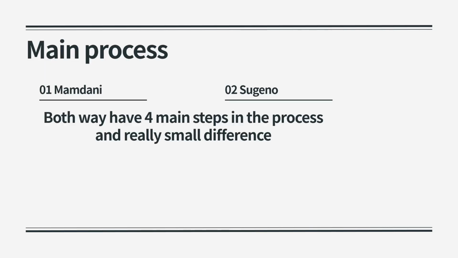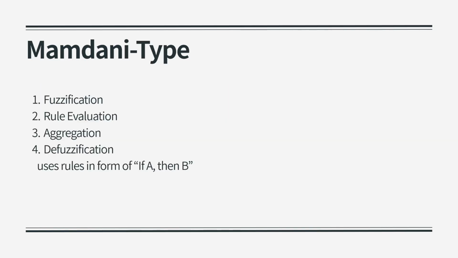Main process. There are two main types of fuzzy inference systems, Mamdani type and Sugeno type. Both have four main steps in the process and a really small difference. Mamdani type. This method involves four steps: fuzzification, rule evaluation, aggregation, and defuzzification. It uses rules in the form of if A input, then B output.